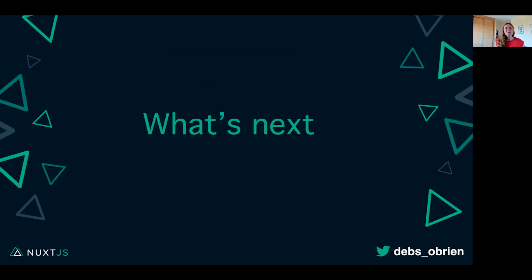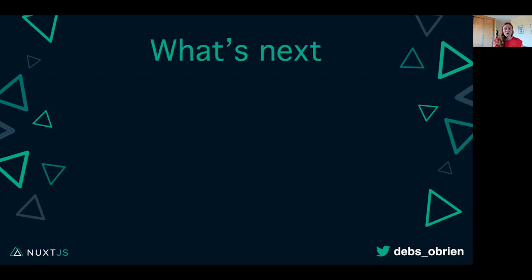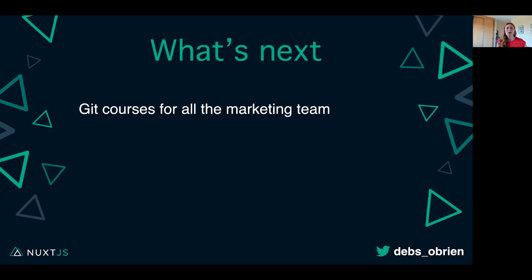Okay, so what's next? What have you got to do if you're going to get rid of those CMSs and just take on Nuxt content? Very simple. We're going to create Git courses for all the marketing team, right? So you're working in an agency, you now need to get all the marketing team of that client and start teaching them Git. All the managers, you're going to have to teach them Git as well. They're all going to need to know Git because it's a Git-based headless CMS.